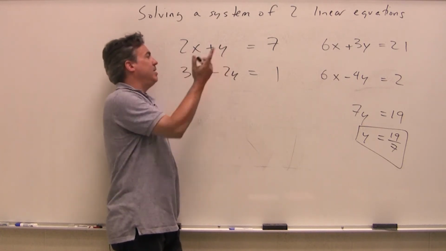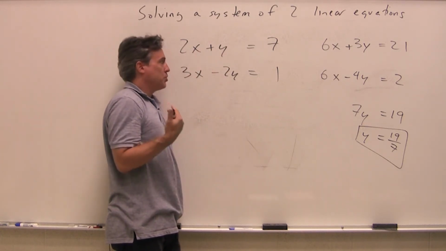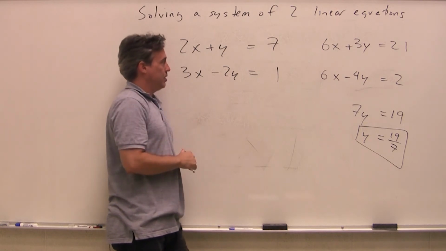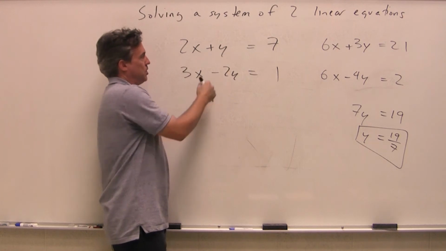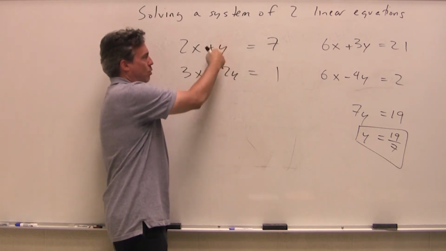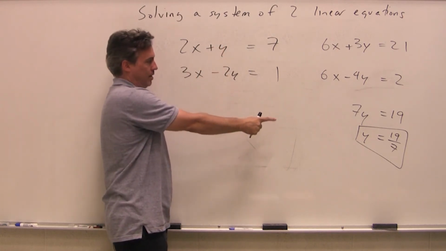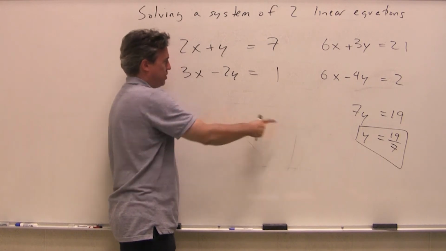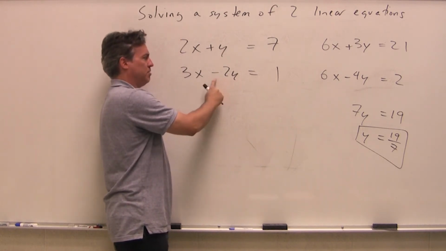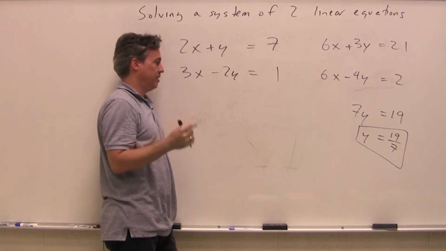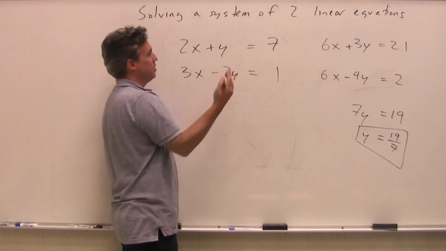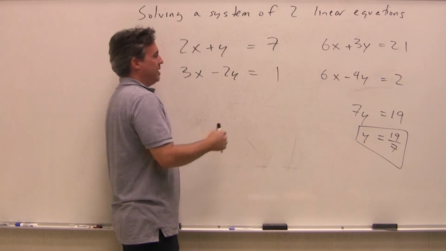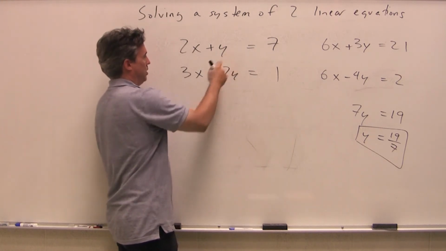I can go back to any of these equations, the one most convenient to me, to figure out what x is. Maybe I choose this one. Why? Because it's the one that involves the least amount of work in substituting y. If I substituted 19/7 into this equation, then I'd have this moment of multiplying by negative 2, and I don't feel like doing that. But I can substitute 19/7 into either one of these, and I'll know I'll be finding x correctly. So let's do it into this one.